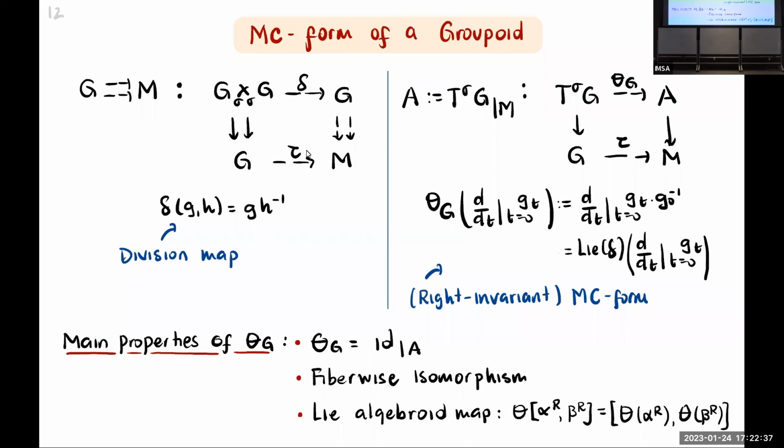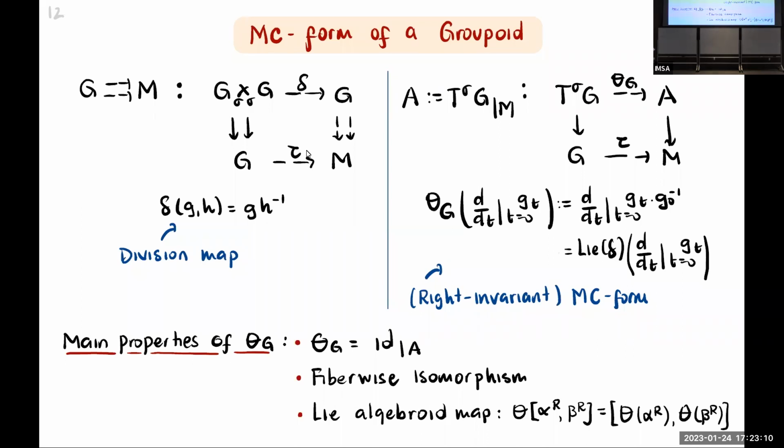The division map, why do I talk about this division map? The division map is a morphism of Lie groupoids. So I have here the division map, which captures the multiplication, and is a morphism of Lie groupoids, where the first groupoid is just the fiber product with source, the first projection, and target, the second projection. Okay, and you see that this division map covers the target.